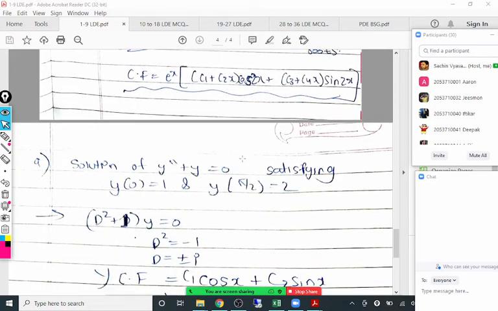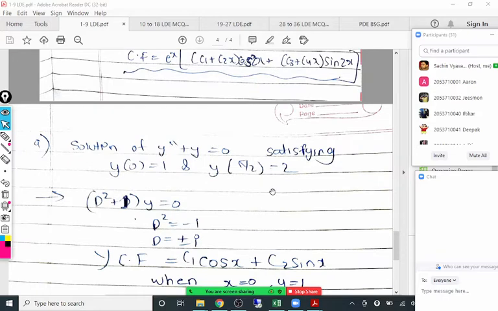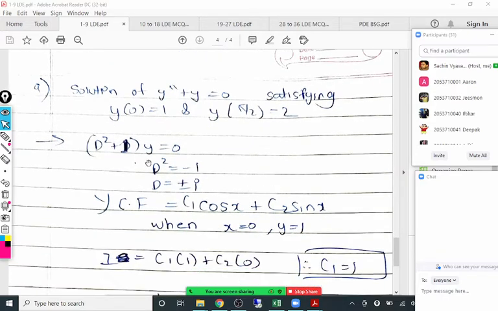Last question from the first set. y'' + y = 0, and we want the solution with y(0) = 1. So we want some particular solution here. So D² + 1, so ± i. So this is the CF. So c1 cos x + c2 sin x, correct?